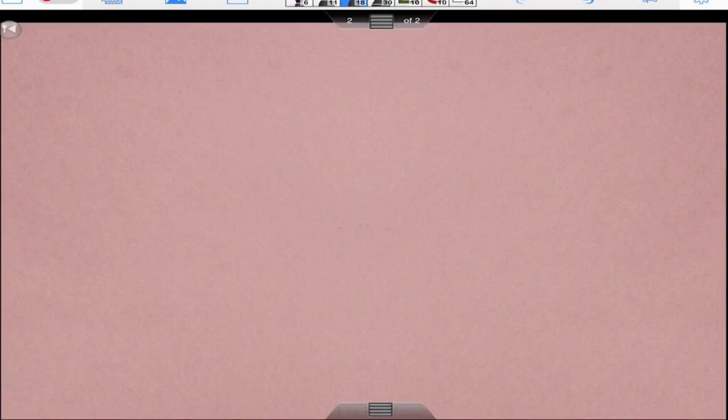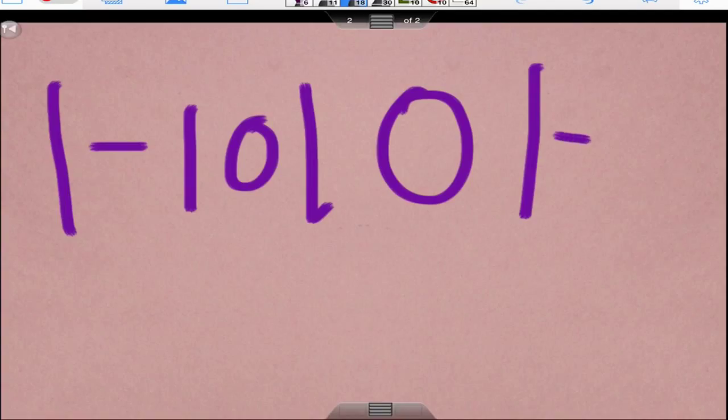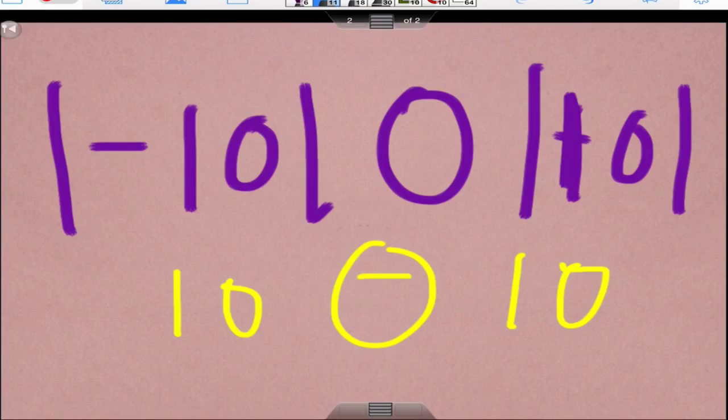A couple other ones. The absolute value of negative 10 versus the absolute value of, let's just make it 10. So what would happen here? Well, this absolute value of negative 10 is 10. The absolute value of 10 is 10. So the answer is equal to. They're equal to each other.